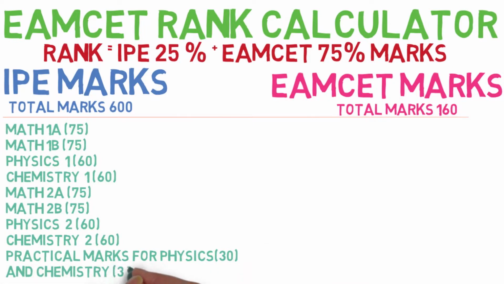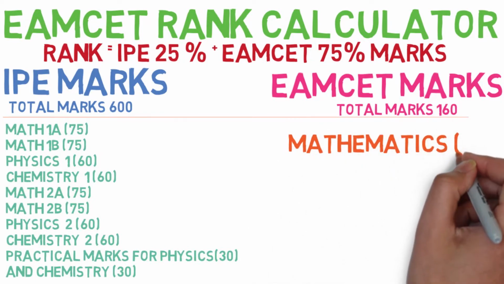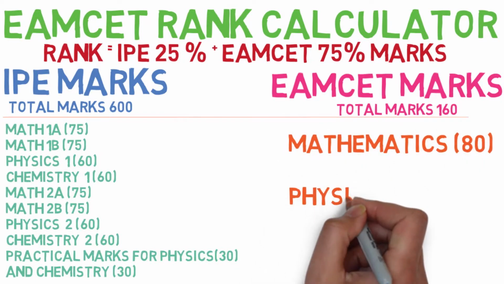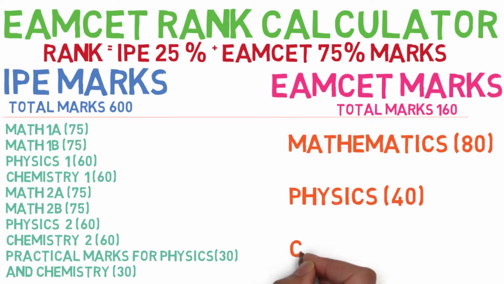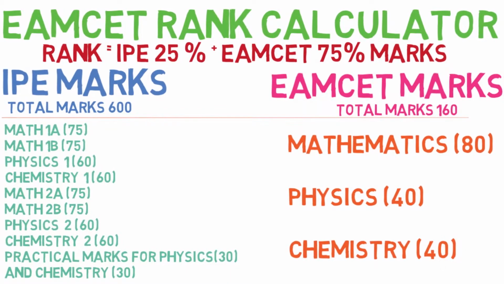Now let us see the EAMCET marks. Mathematics is a total of 80 marks. The 80 questions will be asked from Mathematics. Physics is 40 marks. The total questions asked will be 40, and each question carries 1 mark. Chemistry total questions are 40 and the marks for Chemistry are 40.